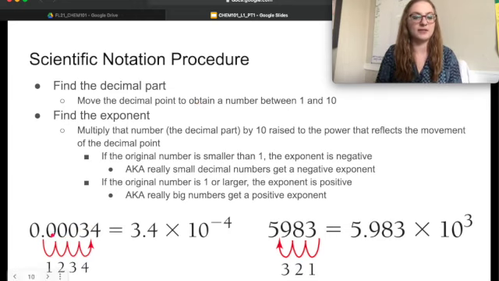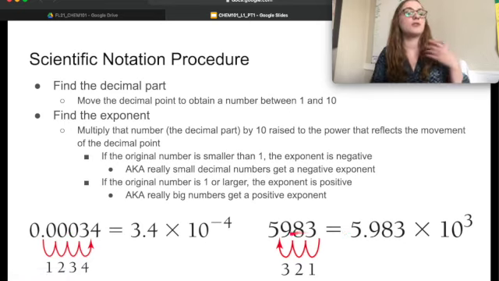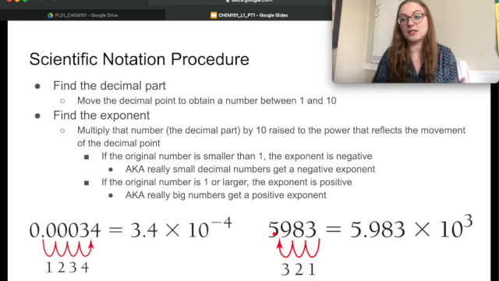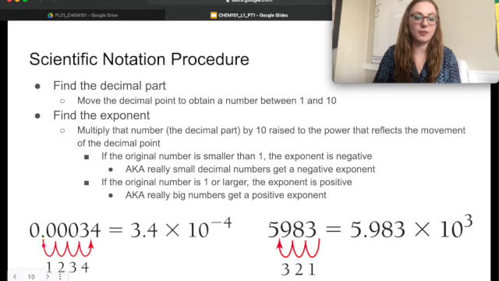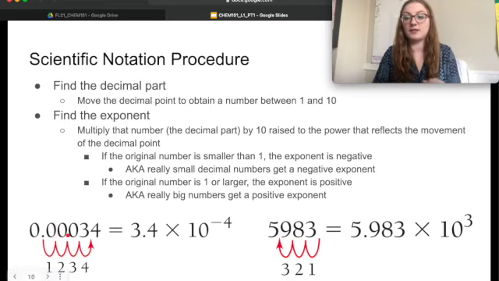We have 0.00034 and we have 5,983. The first thing we're going to do when we're attempting to put something into scientific notation is to move that decimal point such that we have a number between 1 and 10, okay? So this number is not between 1 and 10. If I move the decimal point here in between the zeros, it's still not going to be a number between 1 and 10. The same thing here, and the same thing before the 3. But if I put the decimal point in between the 3 and 4, I now have a number between 1 and 10, aka 3.4.